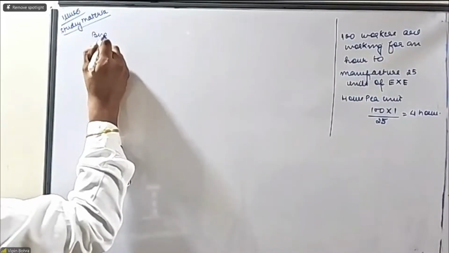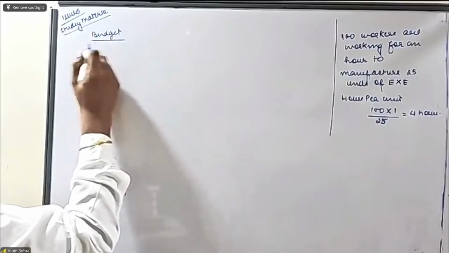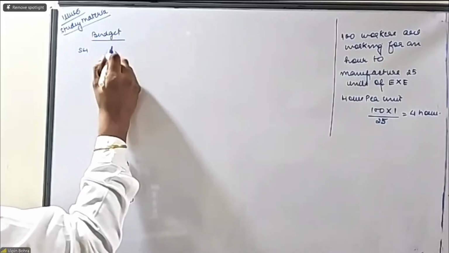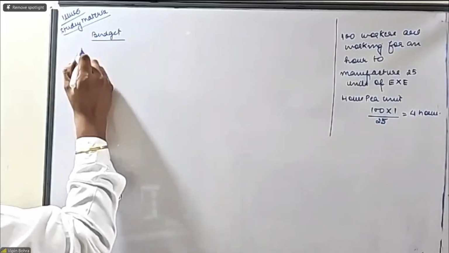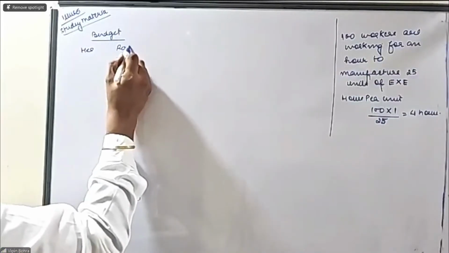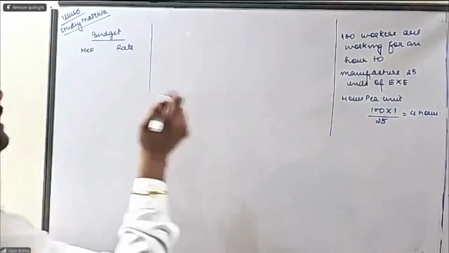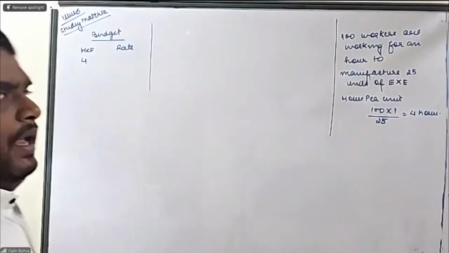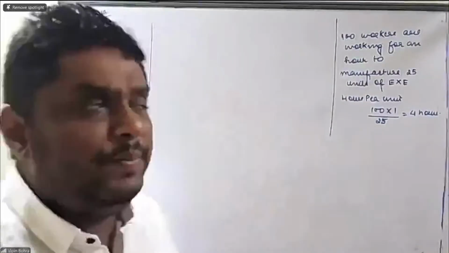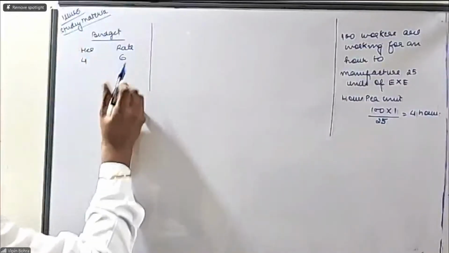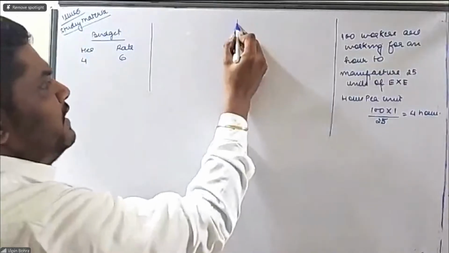So herein the budget is given, wherein standard hours and rate. So 4 hours are required to manufacture 1 unit, and the amount of wages they are paying is rupees 6 per hour. So this is the budgeted data given in the question.